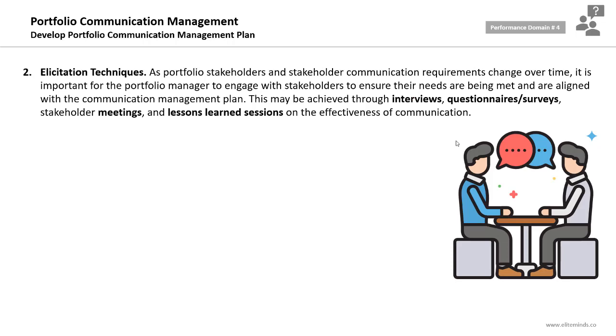The second group of techniques will be the elicitation techniques, and it is expected to use the elicitation techniques as I cannot plan for portfolio communication and define the communication requirements of each stakeholder without gathering information about those stakeholders. As portfolio stakeholders and stakeholder communication requirements change over time, it's important for the portfolio manager to engage with stakeholders to ensure their needs are being met and they are aligned with the communication management plan. This might be achieved through interviews, questionnaires, surveys, stakeholder meetings, and lessons learned sessions.